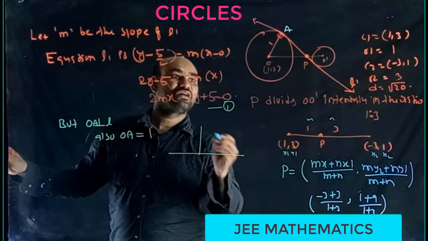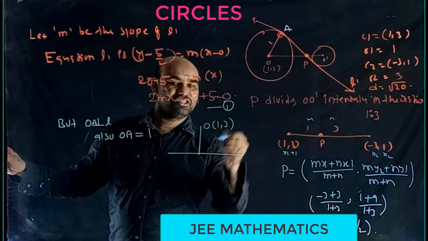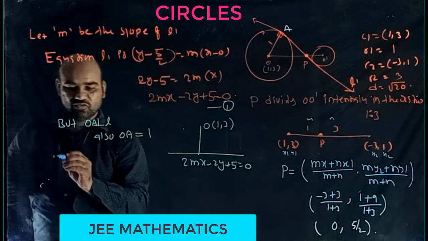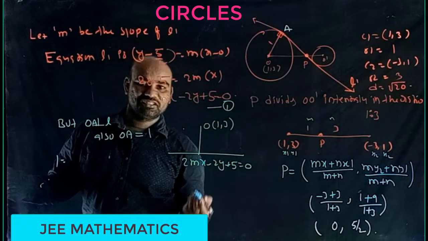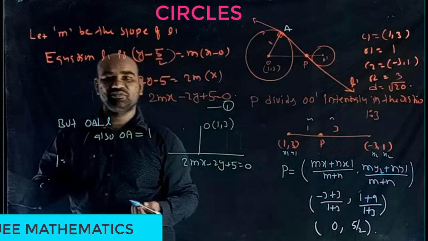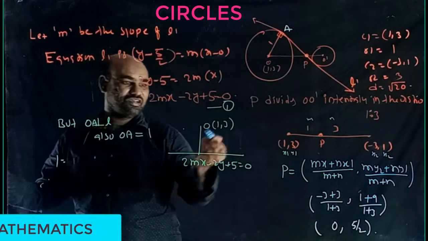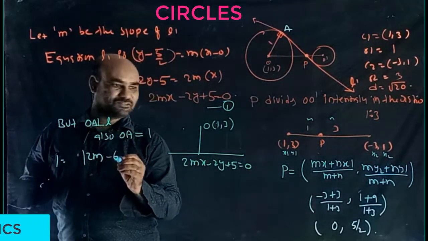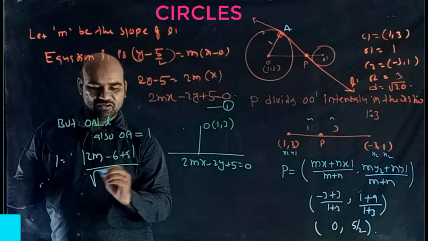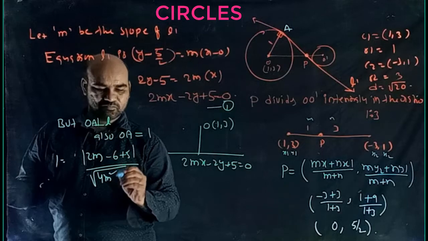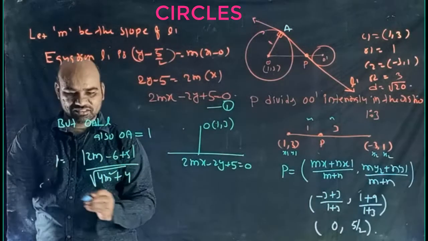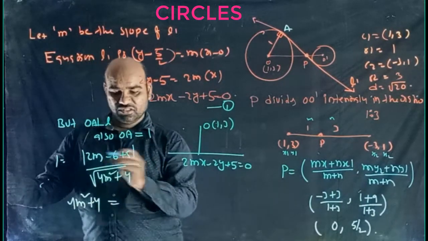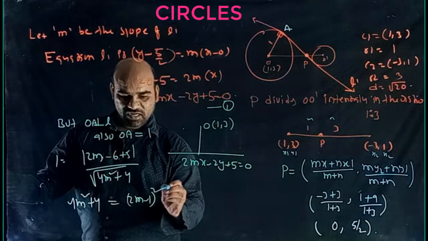Now using the center (1, 3) and the line 2mx minus 2y plus 5 equal to 0, 1 equals, you know how to find the distance from a point to a line: mod of (ax1 plus by1 plus c) by root of (a square plus b square). So 1 into 2m, minus 3 into 2, that is minus 6 plus 5, mod, by root of 4m square plus 4. Now we need to simplify this.